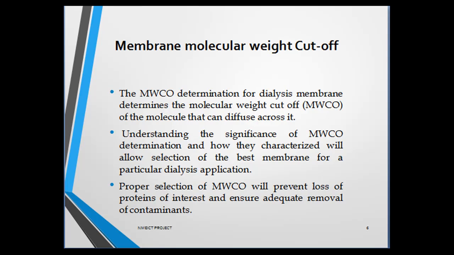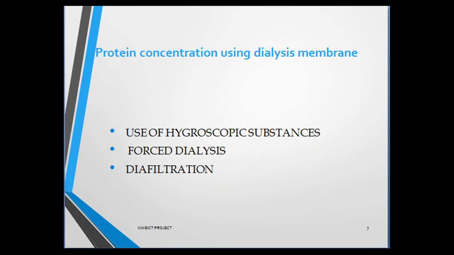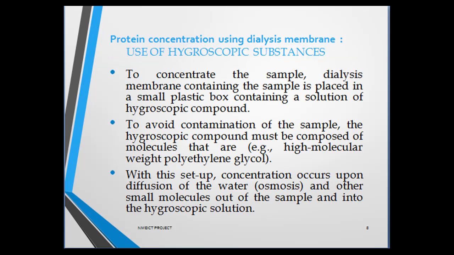How to concentrate protein using a dialysis membrane? There are 3 ways of doing it. The first one is the use of hygroscopic substances. Many hygroscopic substances such as PEG, as they are larger molecules than the pore size of the dialysis tube, will take on water or buffer during the dialysis process due to osmotic pressure.